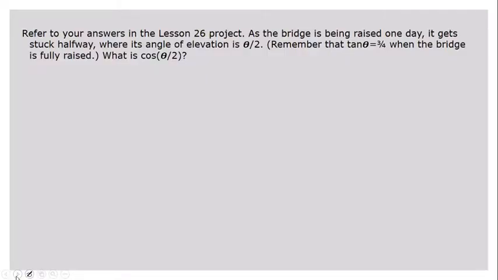Refer to your answers in the Lesson 26 project. As the bridge is being raised one day, it gets stuck halfway, where its angle of elevation is theta over 2. Remember that tangent theta equals 3/4 when the bridge is fully raised. What is cosine theta over 2?